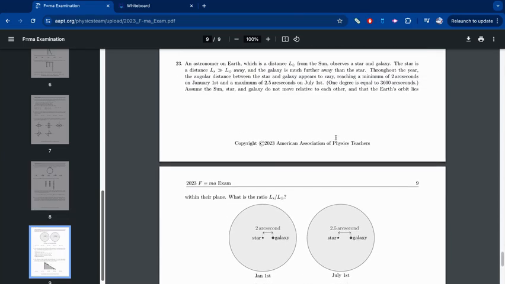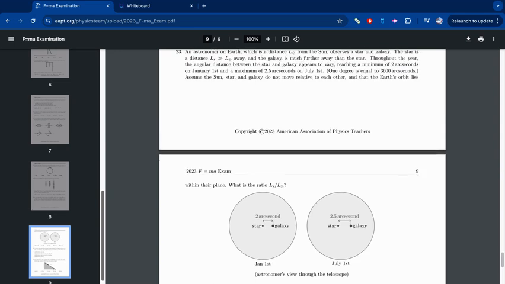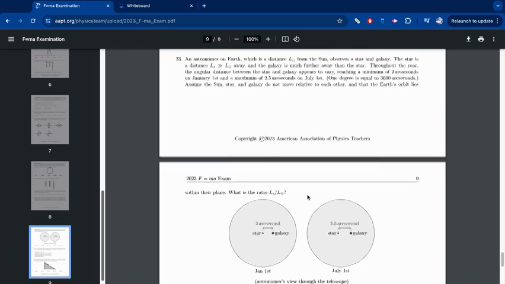Okay, problem number 23. An astronomer on Earth observes a star in a galaxy, and the angular distance appears to vary with the minimum in January and a maximum in July. You want to find the ratio between the distance to the star and the distance to the sun.